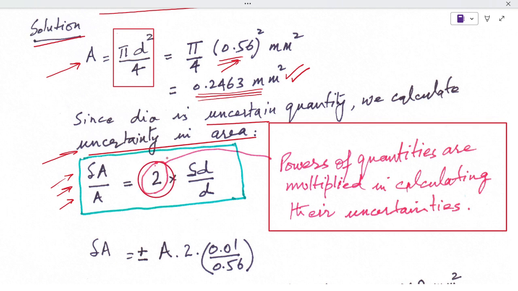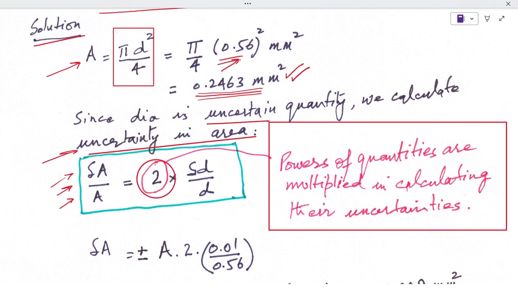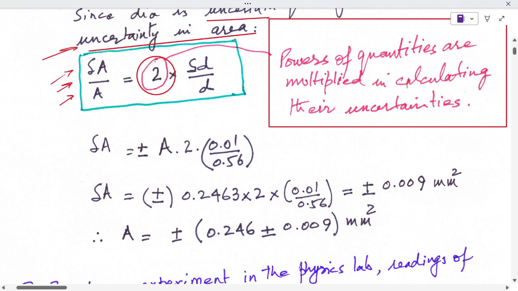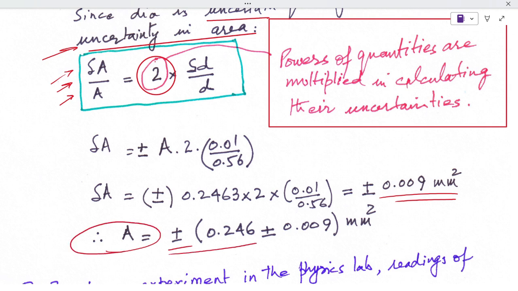We put in the values and we find out that the uncertainty in area works out to be plus minus 0.009 millimeter square, and we write down the answer. Area is equal to 0.246 plus minus 0.009 millimeter square.